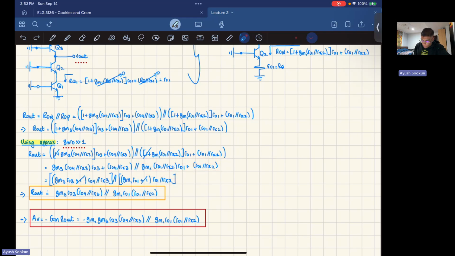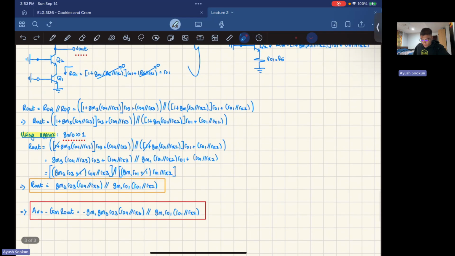Same deal, okay? When I take the RO parallel with R pi 2 right here as a common factor, this is going to become 1. And GMRO is much greater than 1, so I can ignore this one. So what I'm left with is that R out is GMRO3 times this thing, parallel with GMRO1 times this thing. So this is my R out, okay?